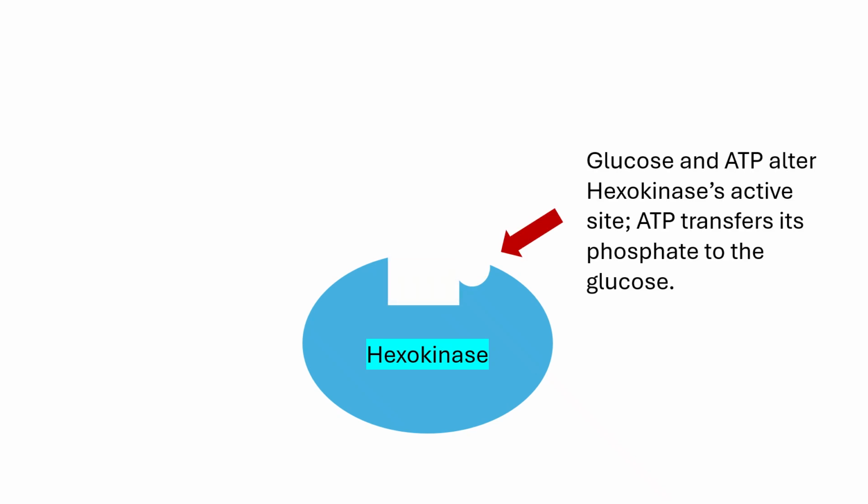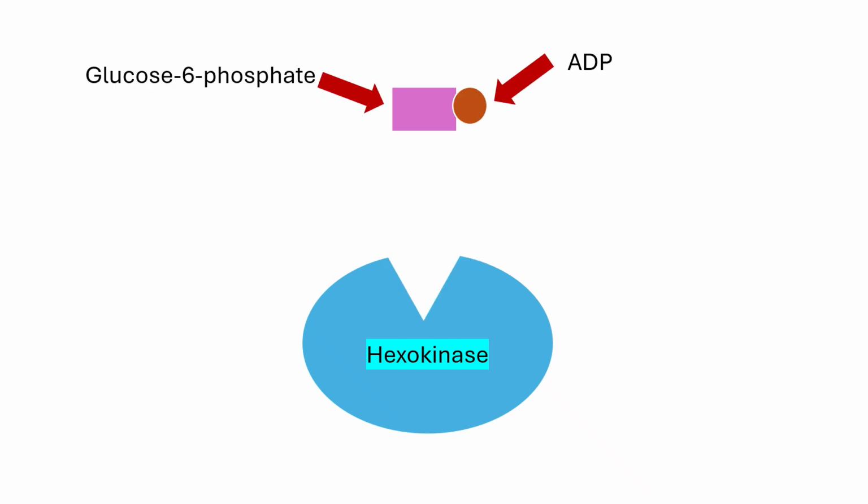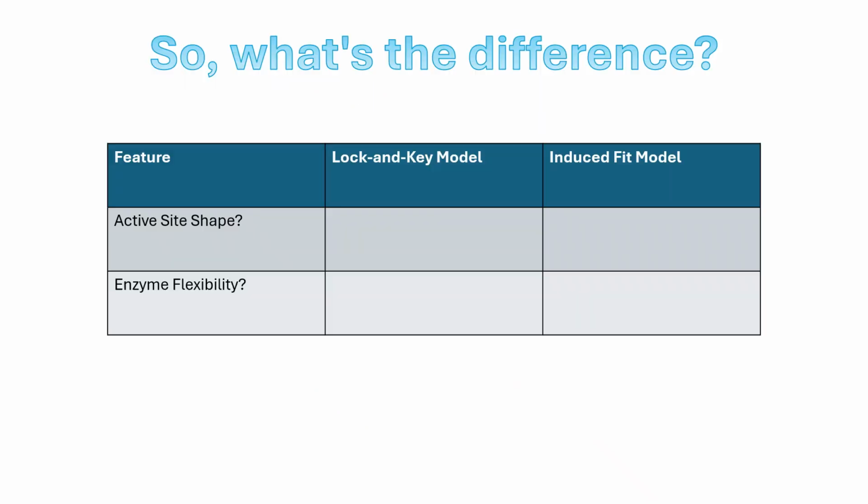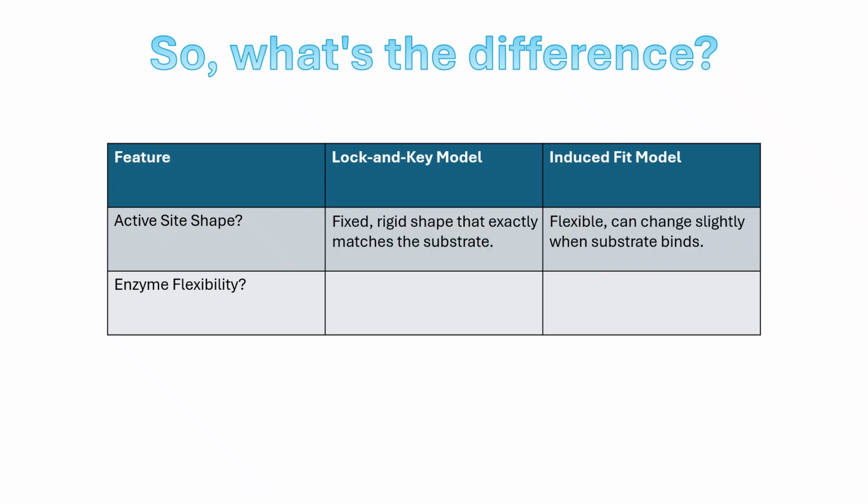It then transfers a phosphate group from ATP to glucose and alters the active site, and when released, they become glucose 6-phosphate and ADP, the leftover form of ATP. So what's the difference between these two models? Well, in the lock and key model, the active site is rigid and only one very specific substrate can fit. Think only one key can open one lock.